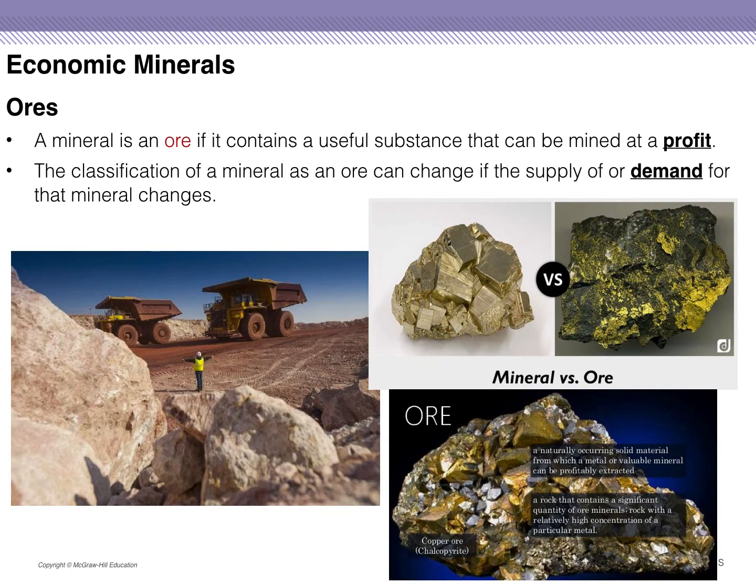Ores, economic minerals. A mineral is an ore if it contains a substance that is profitable. For example, if you look at the left side of the first diagram, it shows a mineral versus an ore. On the left side, you have pyrite. On the right side, you have gold ore. Classifying minerals as an ore can change if the supply or demand changes. So if something is very valuable, it's considered an ore. If it's not, it's just a mineral.